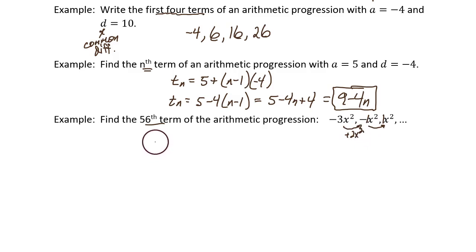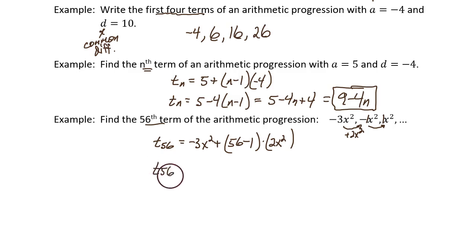To find the 56th term, we can use the formula t sub n, where we're using 56 for n. So t with a little 56 in the corner means the 56th term. It's equal to a, which is the first term, plus n minus 1, but n is 56 when we're talking about the 56th term, times d. d is how it's changing from term to term. We noticed it was changing by 2x squared.